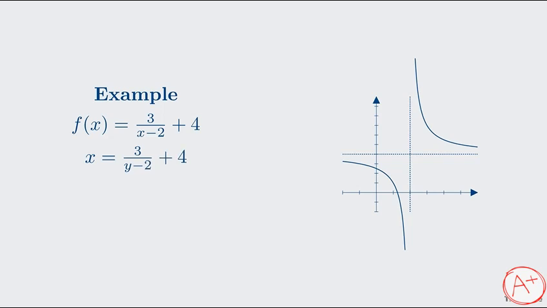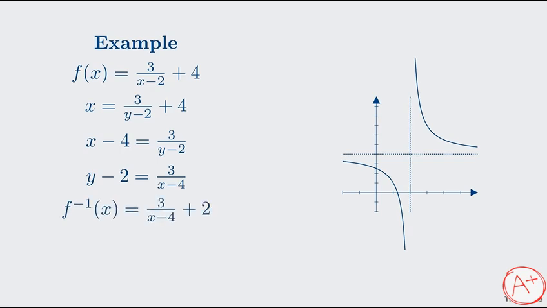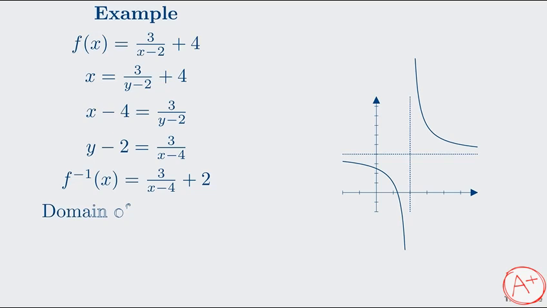To find the inverse, we swap x and y. Now, solve for y. First, subtract 4. Rearrange the equation to isolate the term with y. We get y equals 3 over x minus 4 plus 2. This is our inverse function.